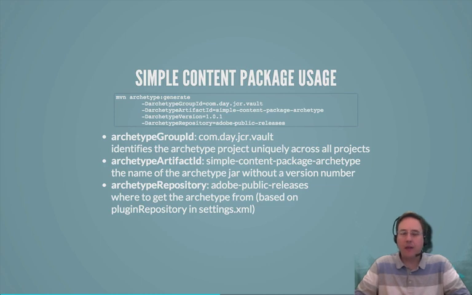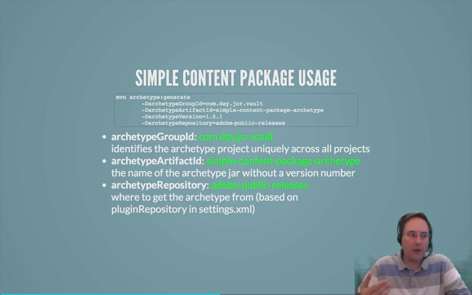So let's take a little look at how you would go about using this. As I described before, you use the Maven archetype generate command, and here we'll specify the group ID as com.day.jcr.vault, and this is the unique group of packages for dealing with the Adobe repository. And then you use an artifact ID of simple-content-package-archetype to uniquely specify the archetype that you want to use. And finally, you specify which repository you want to get the archetype and the artifact from, and that's the Adobe Public Releases repository that we configured in our settings.xml earlier on.